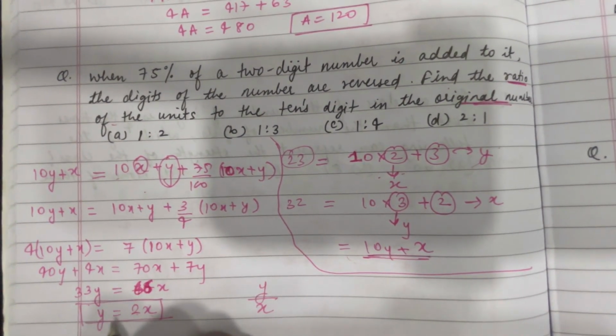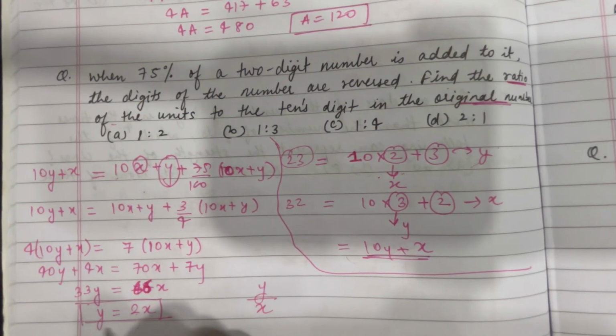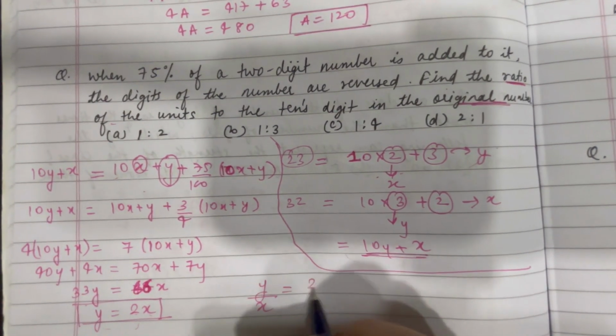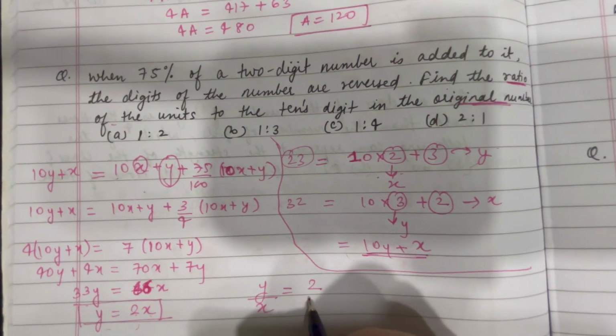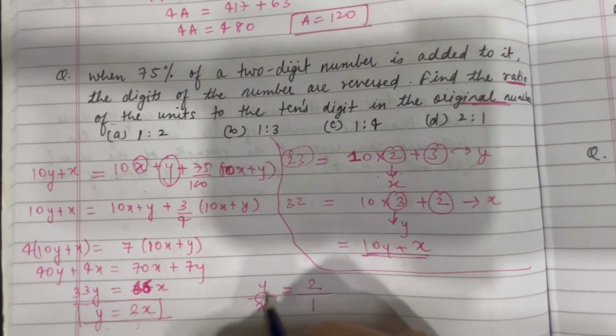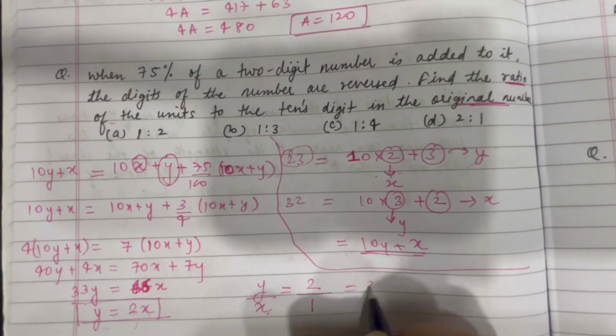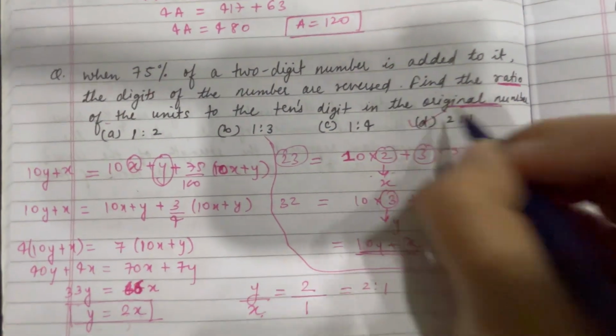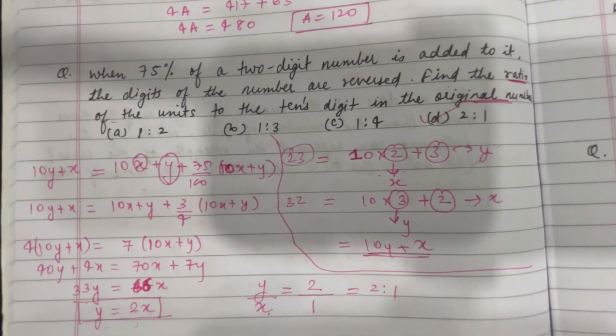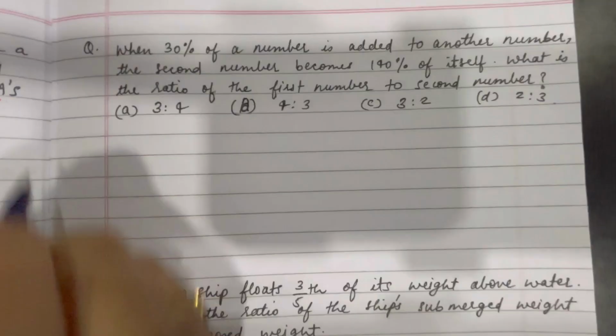So here, if we consider this in y by x format, x will go down. Here, what will we be left with? 2. If there is nothing below, there is nothing but 1. So y by x is 2 by 1, which can be written as 2:1. Option D is our answer. All right. Move on to the next question.